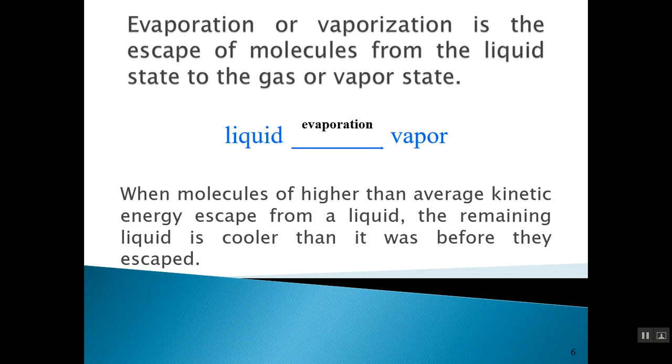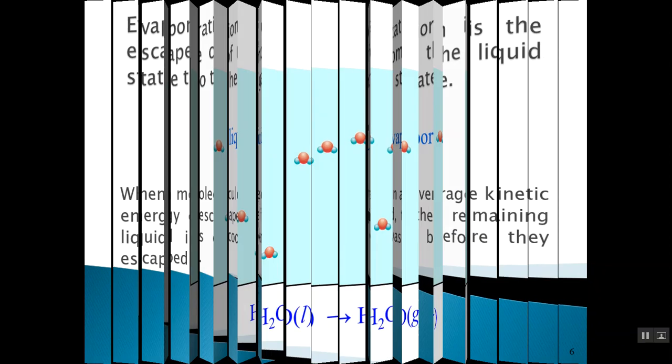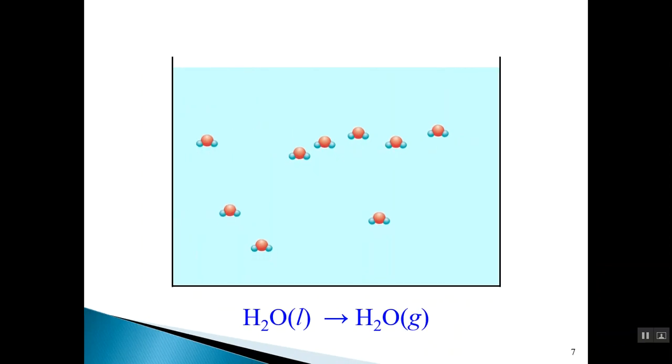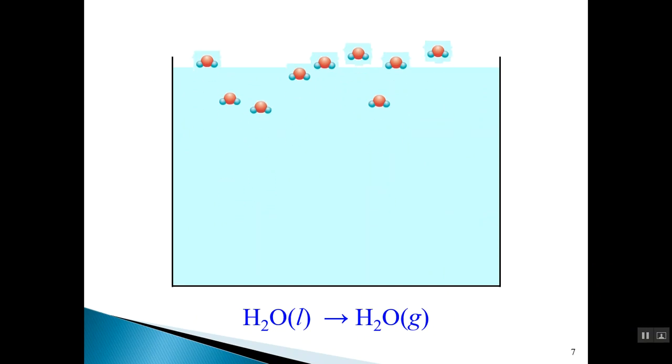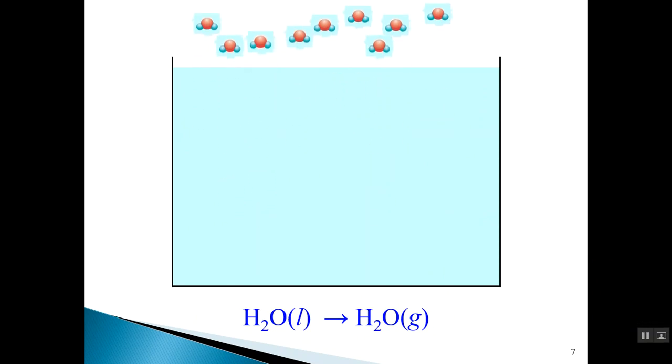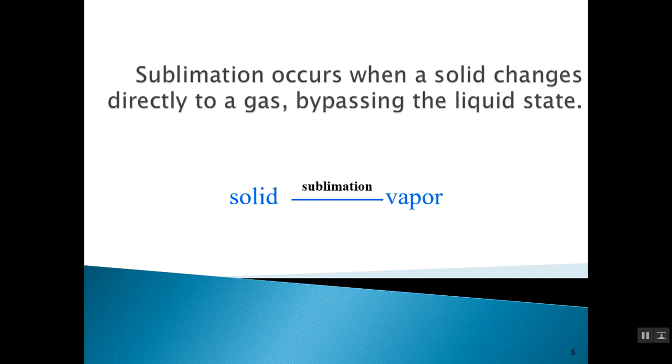And therefore that's why liquids, when they evaporate, exert a cooling effect on the substance or the material or even the skin, for example, that it may be on. So this is what happens when water evaporates. It goes from the liquid state into the gaseous state.